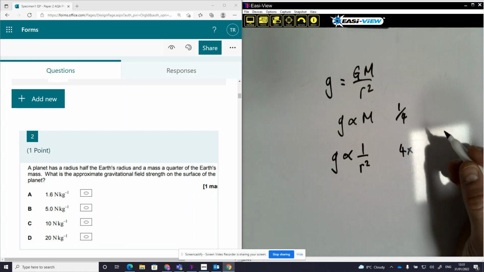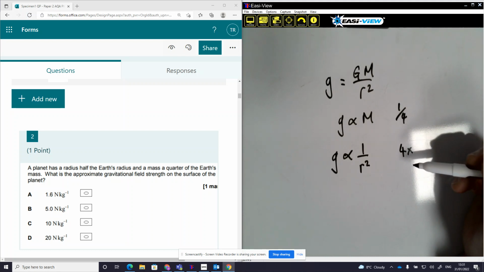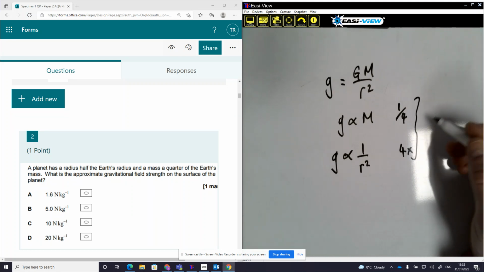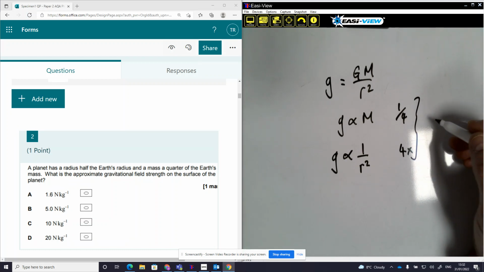So the mass is a quarter, the radius is a half, so we end up with these two actually cancelling out, so we're back to the same sort of gravitational field strength that we'd expect with planet Earth.